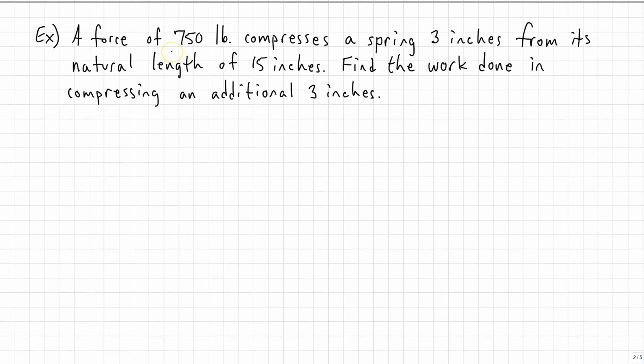A force of 750 pounds compresses a spring 3 inches from its natural length of 15 inches. Find the work done in compressing an additional 3 inches. So we've got this spring that if you just let sit there, it's 15 inches long. Then we've got this 750 pound force that's going to compress it 3 inches. Now we need to find the work done if we compress it yet another 3 inches.